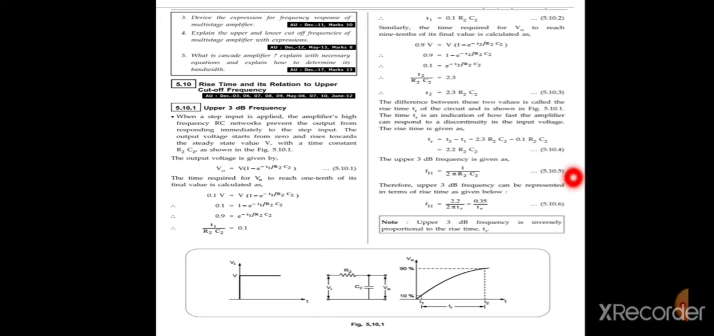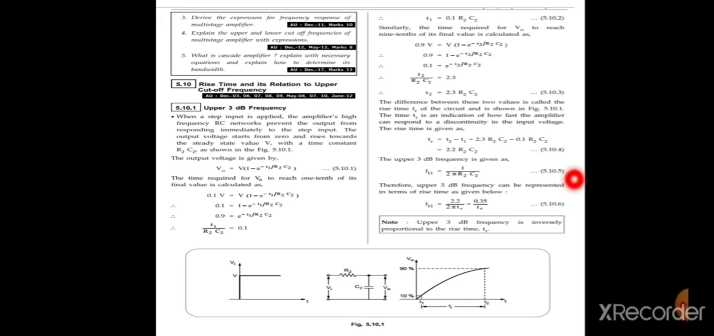Similarly, the time required for V0 to reach 9/10 of its final value is calculated as 0.9 V equal to V into 1 minus e power minus T2 divided by R2 C2, so 0.9 equal to 1 minus e power minus T2 by R2 C2, and 0.1 equal to e power minus T2 by R2 C2. Then T2 by R2 C2 equal to 2.3. Therefore, T2 equal to 2.3 R2 C2.